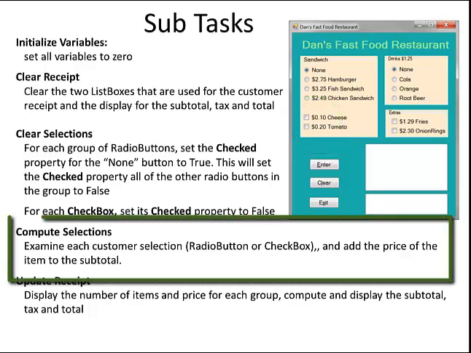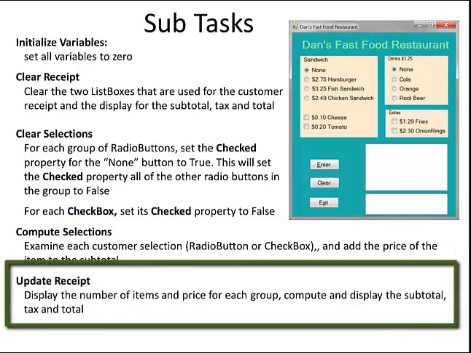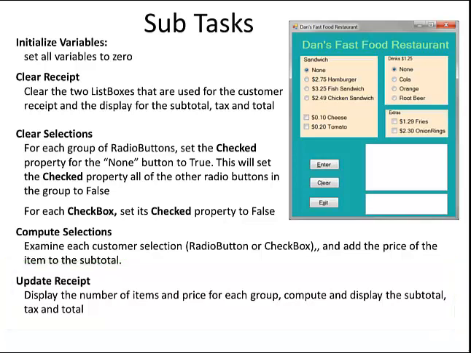Compute selections. Examine each customer selection. I want to look at each of the radio buttons or checkboxes and add the price of the item to the subtotal. Update receipt. Display the number of items and price for each group. Compute and display the subtotal, tax, and total.